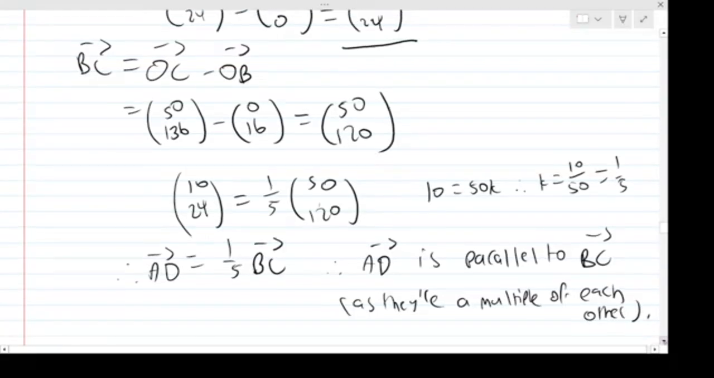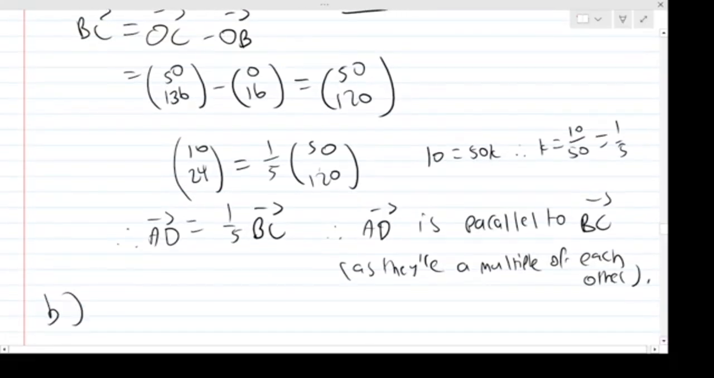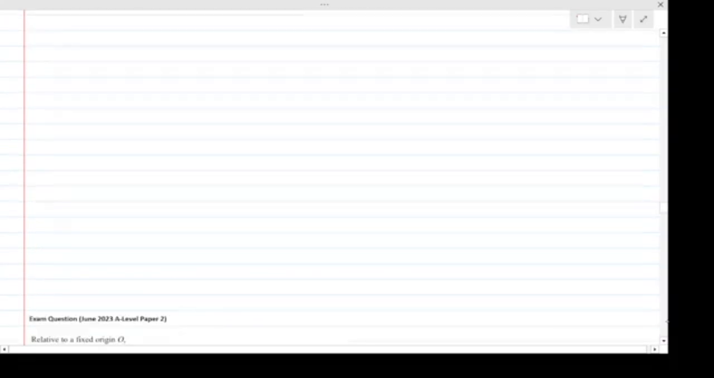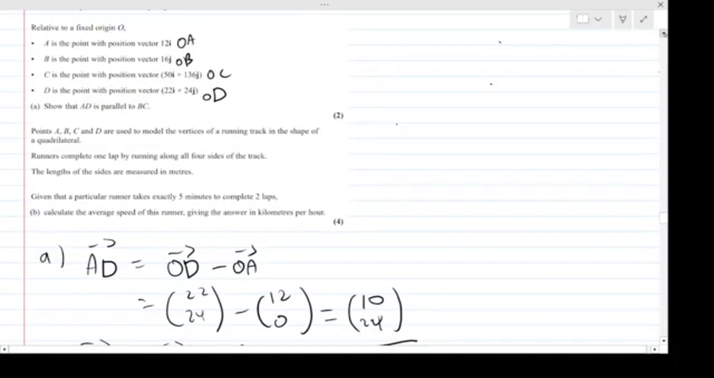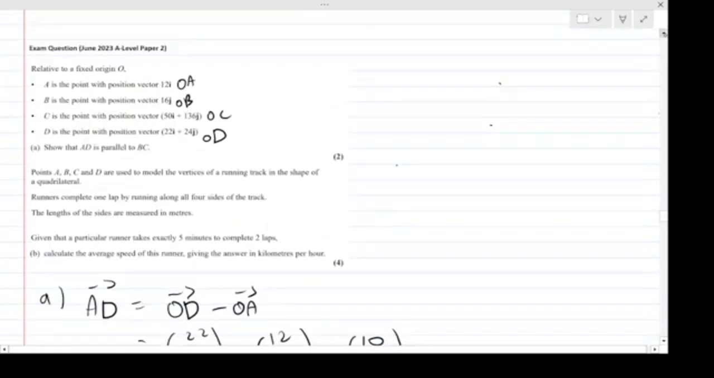Okay, then part B. We are told points A, B, C, and D are used to model the vertices of a running track in the shape of a quadrilateral. Runners complete one lap by running along all four sides of the track. The length of the sides are measured in meters. Given that a particular runner takes 5 minutes to complete 2 laps, find the speed.